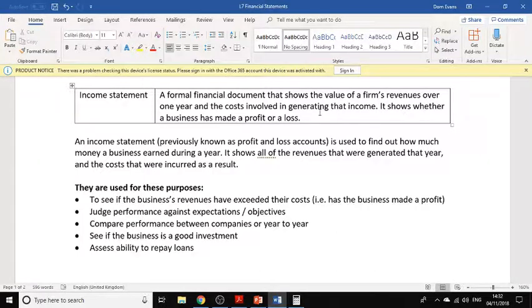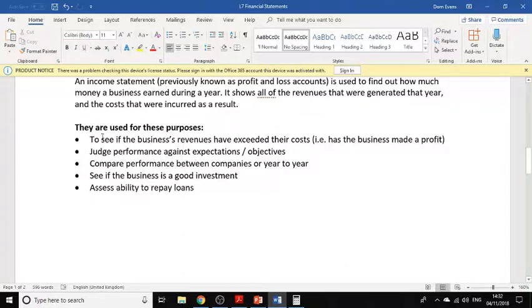They were previously known as profit and loss accounts, but they're now called income statements, and it's used to find out how much money a business earned during the year. It shows the revenues that were generated and the costs that were incurred as a result. And obviously, if you take the costs from the revenue, you get the profit that the business makes.